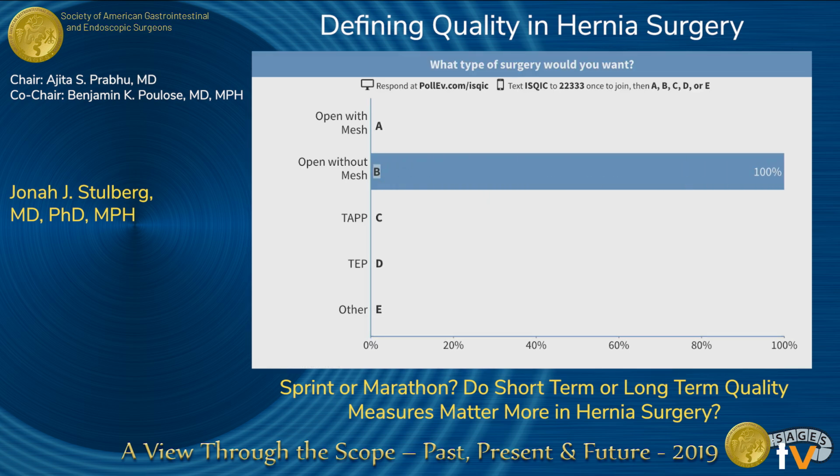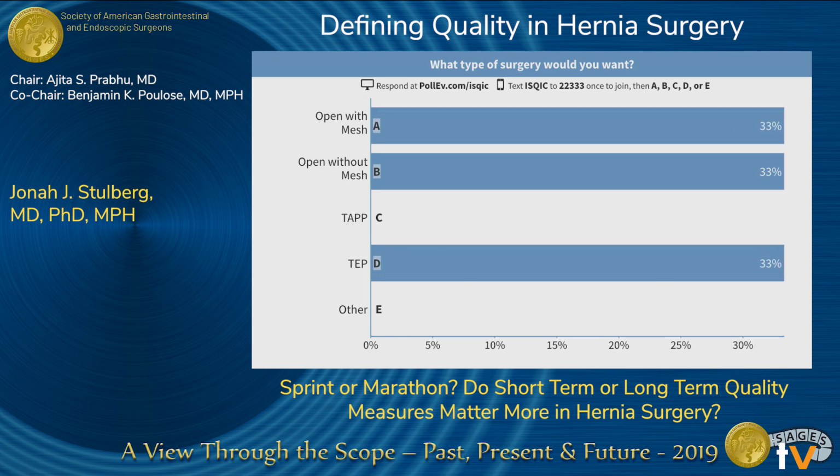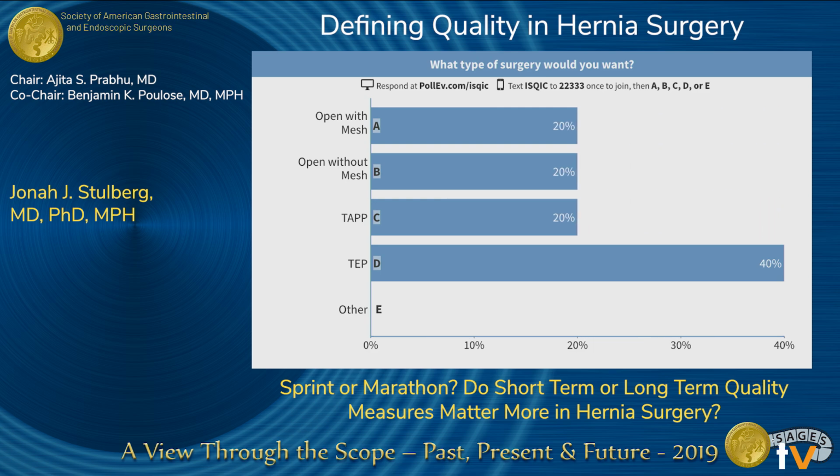Okay, so the next question then is, if you're going to get surgery, let's say it's either now or 5 years from now, 10 years from now, you need surgery, what type of hernia repair are you going to want? And remember, you just have a one-sided inguinal hernia. What are you going to want?